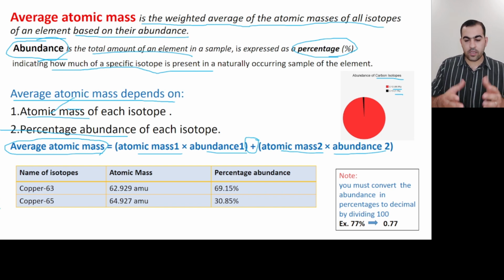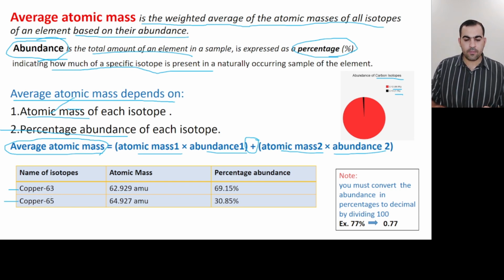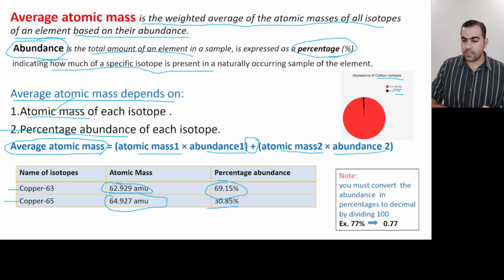In the exam, I give you a table like that or by words. In this table, the names of the isotopes are copper 63 and copper 65. These are two isotopes of copper. Their atomic masses are different because they have different numbers of neutrons: 62.929 and 64.929. But their abundances are different too. Copper 63 is 69.15 and copper 65 is 30.85.